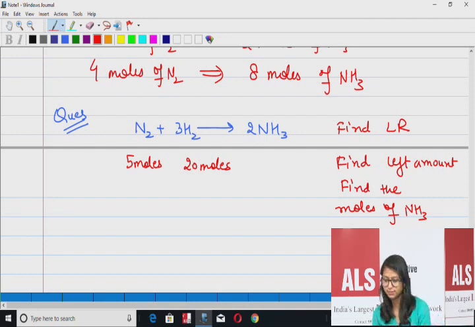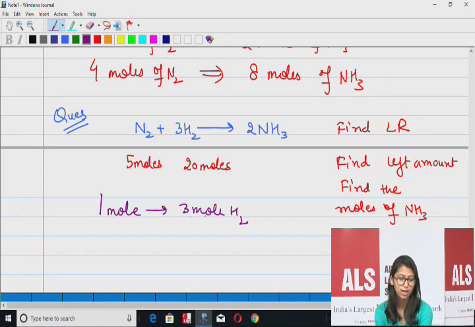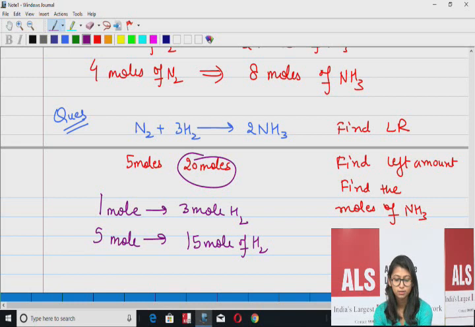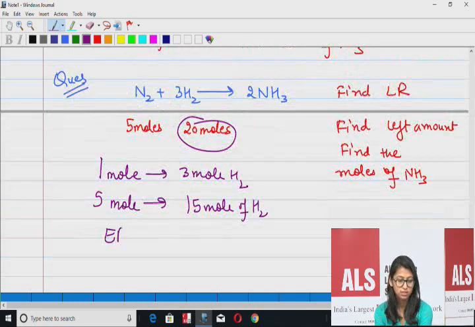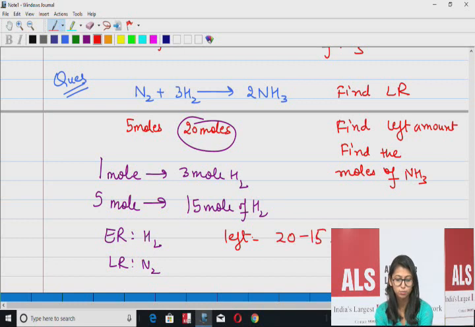Oh, we are getting the answers. Very nice. LR is what? Nitrogen. 10 moles we are getting. Okay, this is nice. So can I write it like this: for 1 mole N2 I need 3 moles of H2. I'm writing in short form, right? Ideally, for 5 moles I will be requiring 15 moles of H2. But I have 20, so this is in excess. So the excess reagent will be H2, the LR will be N2, and the left amount will be 5. 20 minus 15, that would be 5.